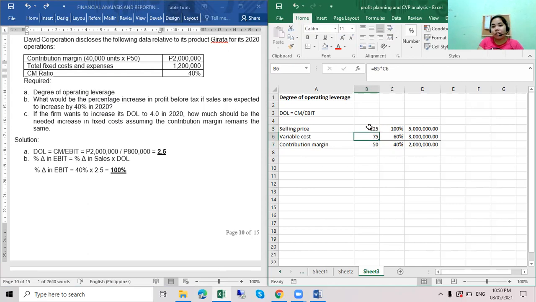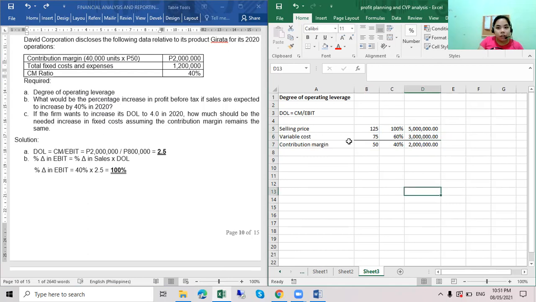That means 125. If your selling price is 100%, waon mo si 60% ni 125, makuha mo si 75 nga variable cost. So if you want to check, 125 less 75, that's 50. Amo na sa class mag work back kita. So, diri nakita ta nga ang aton CM is 2 million.